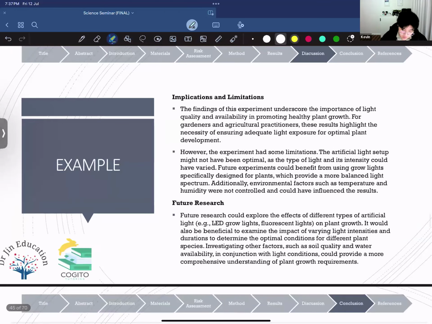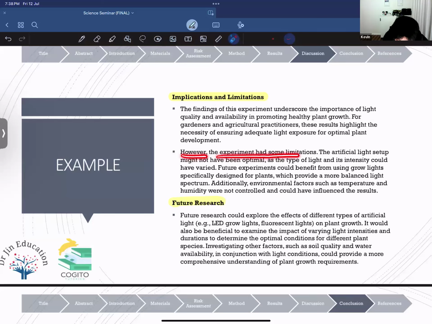Now, see, you have further or future research and implications and limitations, right? So a lot of the times experiments have limitations, and it's quite useful and good practice to reflect on these limitations. The findings of this experiment underscore the importance of light quality and availability in promoting healthy plant growth for gardeners and agricultural practitioners. These results highlight the necessity of ensuring adequate light exposure for optimal plant development, okay?